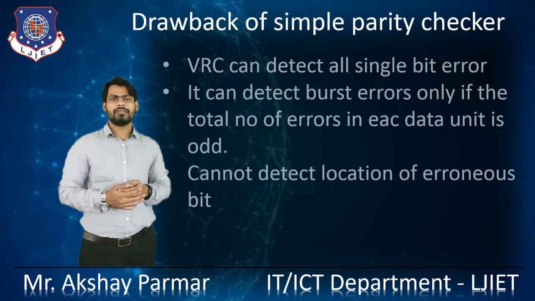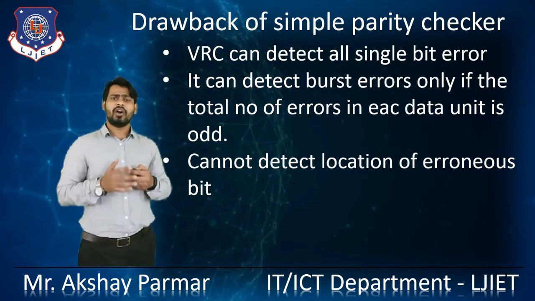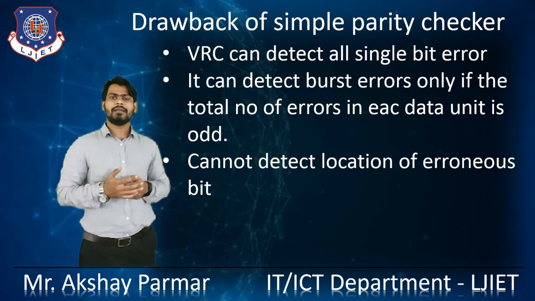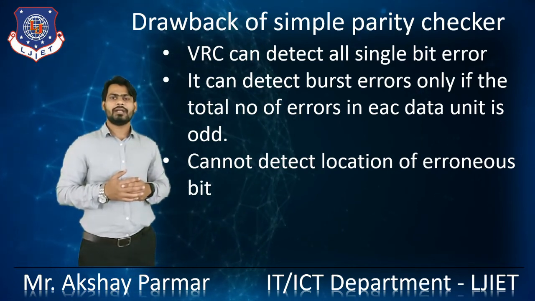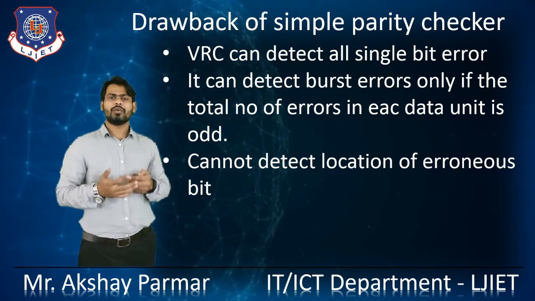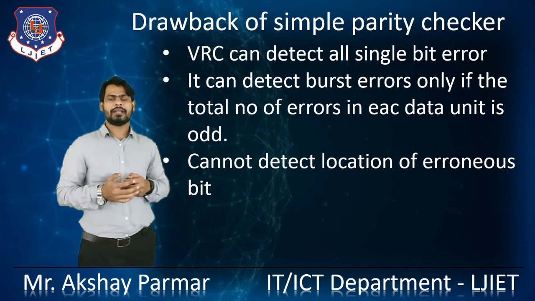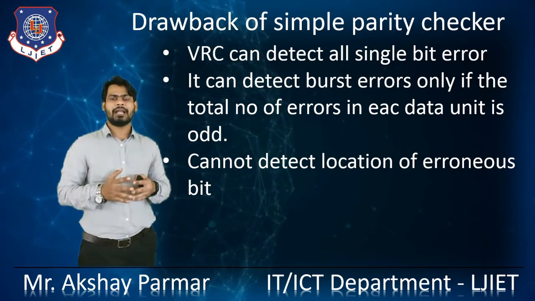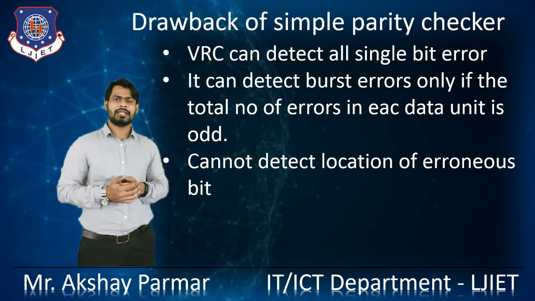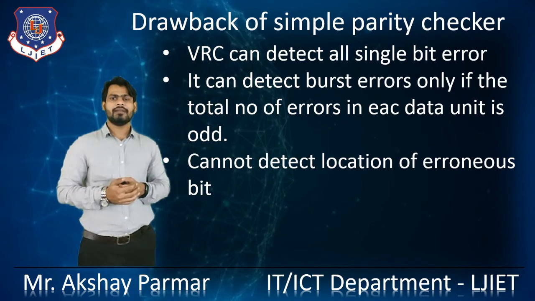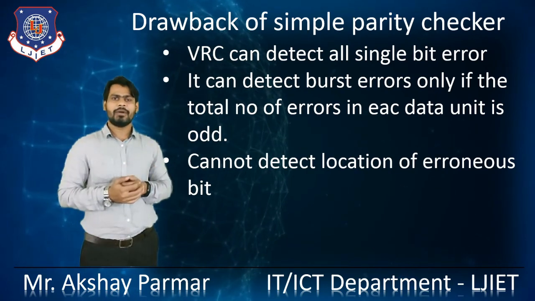Now the drawbacks of simple parity checking, the VRC. It can detect all single bit errors. It can detect burst errors only if the total number of errors in the data unit is odd. It cannot detect the location of the error in a bit. If an error happens, we can detect that an error occurred by counting the number of ones in the data plus parity, but we cannot judge which bit changed during the transmission. That is the limitation of simple parity checking.